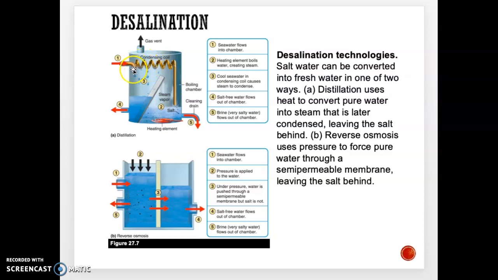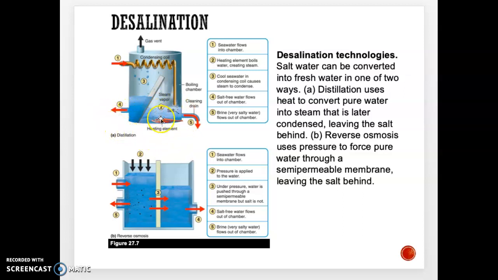Anywho, it heats, the water boils, the steam vapor rises, it hits these cool tubes that the original water is coming through and condenses, much like water will condense on a cold mirror in a bathroom when you take a shower. And then the fresh water is going to fall and be separated out and then allowed to leave the system by way of this fourth area here.